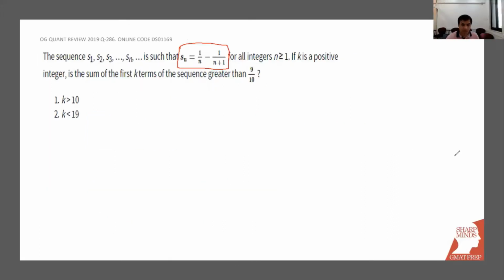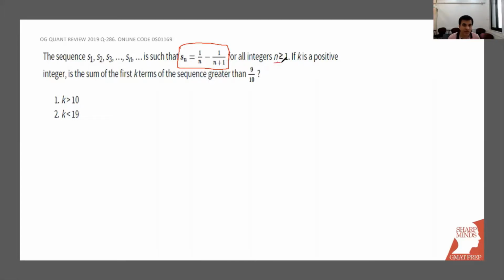Okay, so this is the main part of the question, and this is where the definition is given. We have to understand this notation. These are the terms S1, S2 up to Sn, such that Sn is 1 over n minus 1 over n plus 1. So if I put n as 1, I should put n as 1 here. If I put n as 2, I should put n as 2 here. And that's how we can generate the sequence.